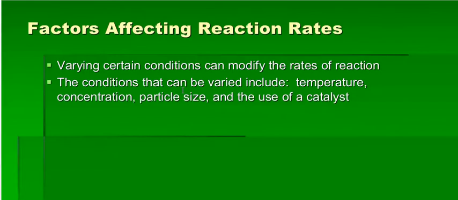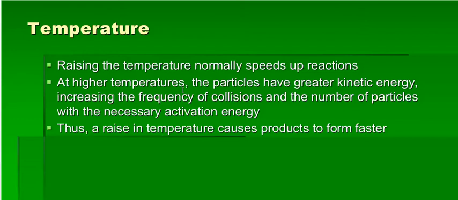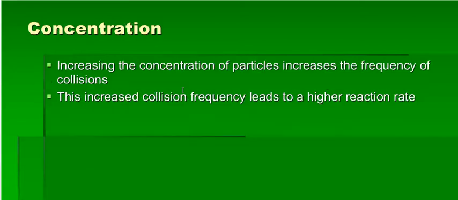There are 4 factors that affect the rates of reaction, how quickly a reaction will occur. The first one is temperature. If you raise the temperature, that normally speeds up reactions because raising the temperature raises kinetic energy. That means the collisions have a much larger force when they hit, and the number of particles with the necessary activation energy will increase. So increasing temperature raises kinetic energy. Kinetic energy increases the frequency and force of collisions. It will speed a reaction up.